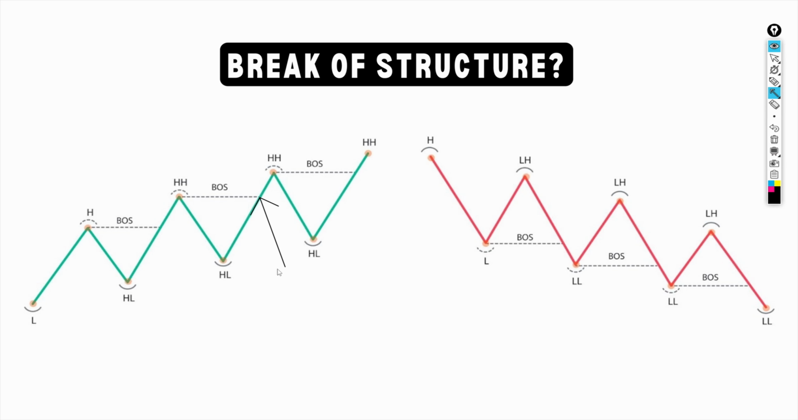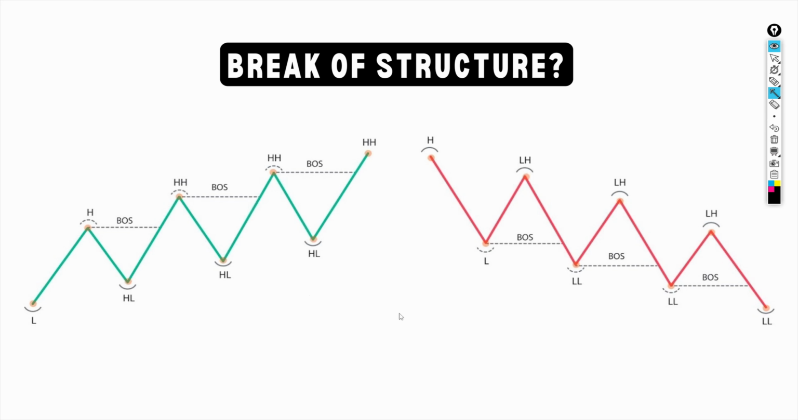Whenever you see in an uptrend market the price creating new highs by breaking the previous high, you will say that this is break of structure. Now similarly, in a downtrend you will see price creating new lows by breaking the previous low, creating new lows by breaking the previous low, meaning that this is simply a break of structure because price is breaking the previous low and it's constantly creating new lows.